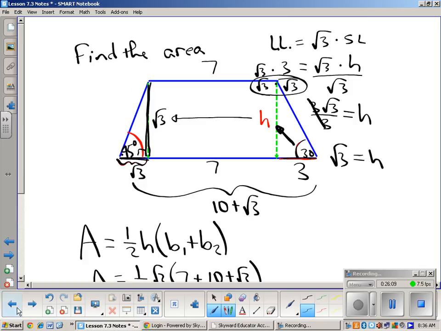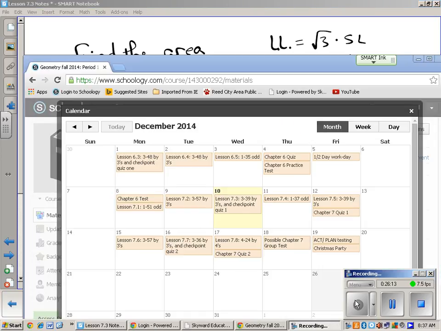I thought that was the last one. Last little bit here. Today we're doing lesson 7-3, 3 to 39 by 3s, and the checkpoint quiz. Again, we'll be giving you a grade tomorrow on this, so get it done. If you're not getting these done, you're losing big points. Get it done.